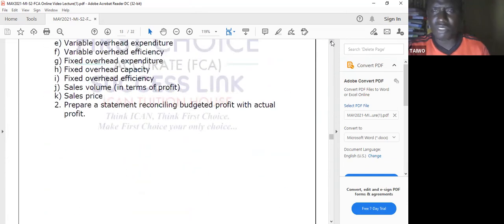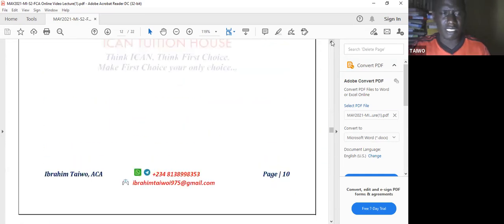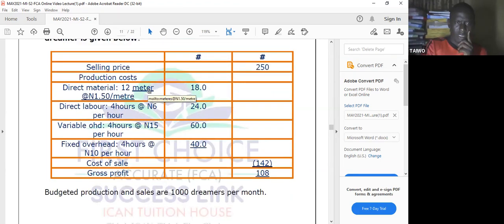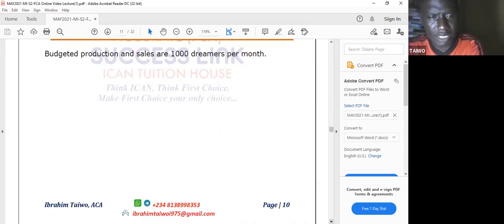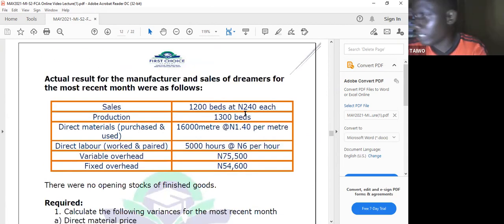Standard quantity of material, you start from the standard. Look at the material. What is the standard quantity of material? You set to use 12 meters to produce one of the products. You now ask yourself, how many units of that product do they actually produce during that period? How many beds do they actually produce? You go and check the actual production. If you look at the actual information, in production they actually produced 1,300 beds.